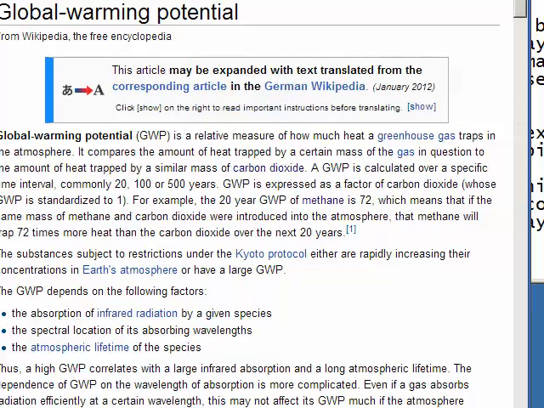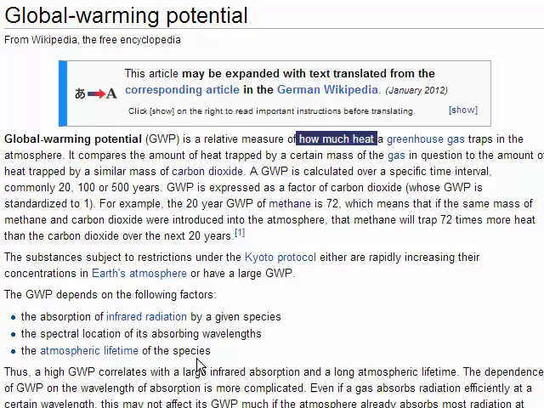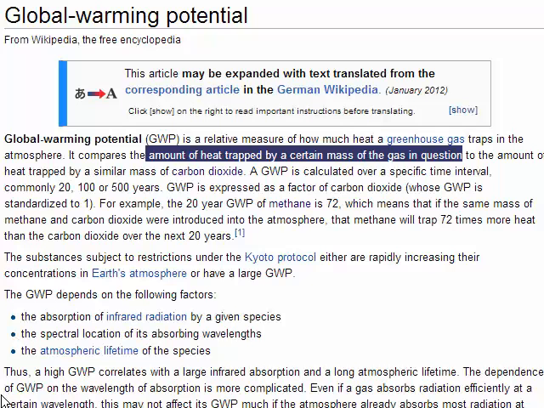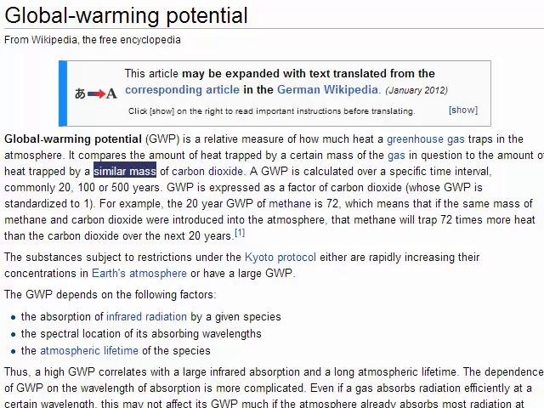Global warming potential. Global warming potential, or GWP, is a relative measure of how much heat a greenhouse gas traps in the atmosphere. It compares the amount of heat trapped by a certain mass of the gas in question to the amount of heat trapped by a similar mass of carbon dioxide.